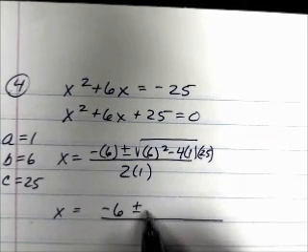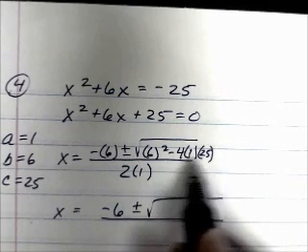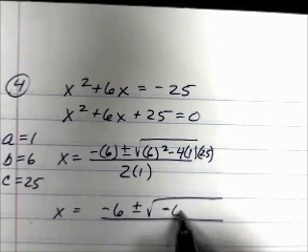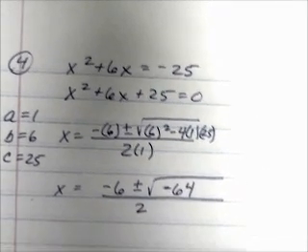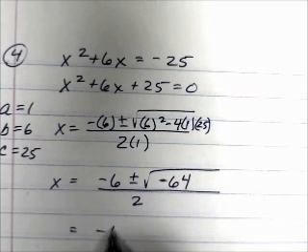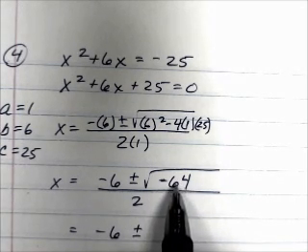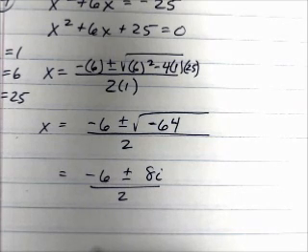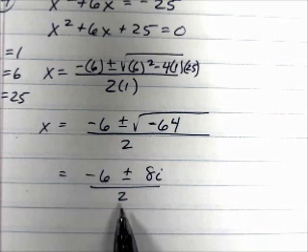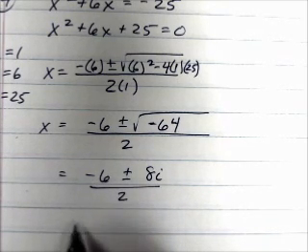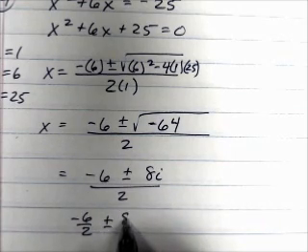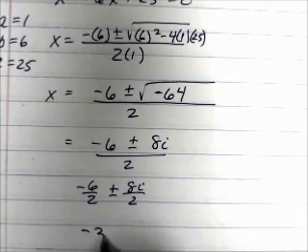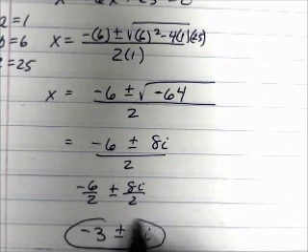So we have negative 6 plus or minus the square root of, that's 36 minus 100, which is negative 64, all over 2. Negative 6 plus or minus the square root of negative 64 is 8i, all over 2. Let's split this up because oftentimes we have an imaginary root here. The directions would often say to write in the form a plus bi. So we split this up. Negative 6 divided by 2 plus or minus 8i divided by 2. So we have negative 3 plus or minus 4i.